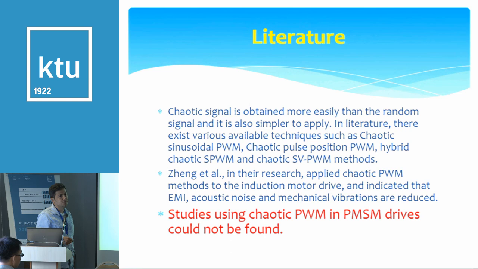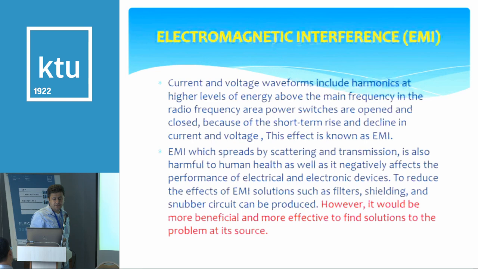What is electromagnetic interference? As we all know, current and voltage waveforms include harmonics at higher levels of energy above the main frequency. However, it would be more beneficial and more effective to find solutions to the problem at its source.